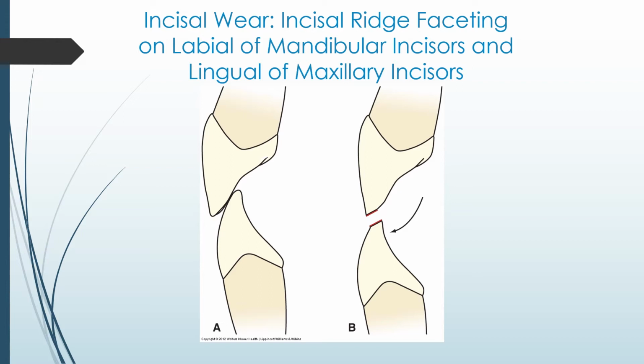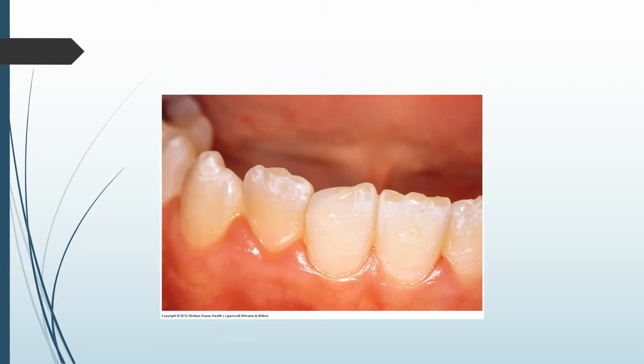Now, incisal wear is specifically on the labial of mandibular incisors and on the lingual sides of the maxillary incisors. This is considered to be normal and physiological, as the teeth need to occlude in order to masticate. Now, this is an example of mandibular incisors in which there are mamelons and they are being worn off.